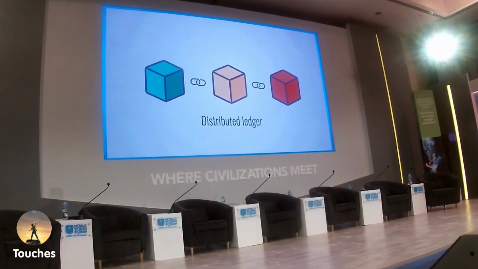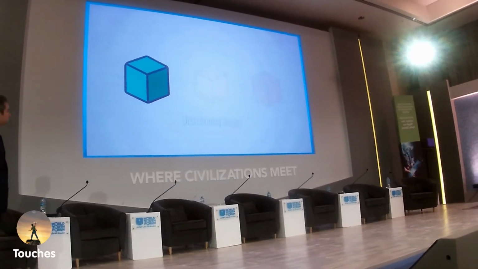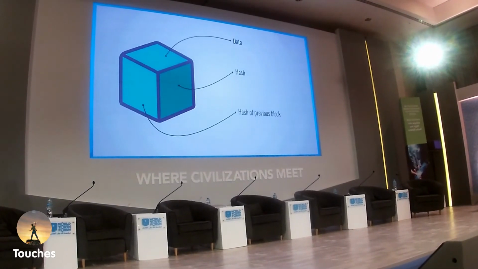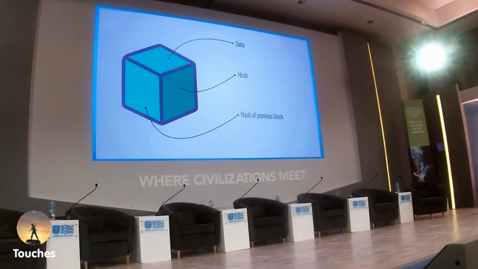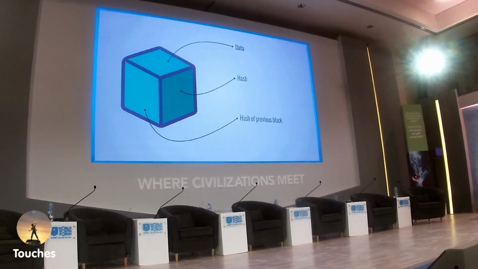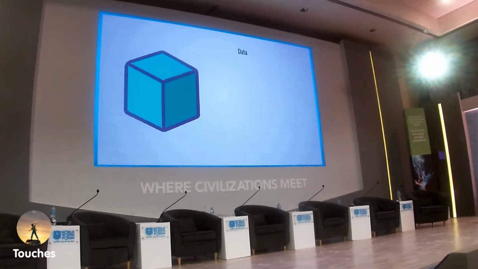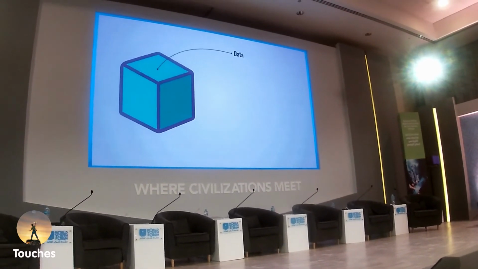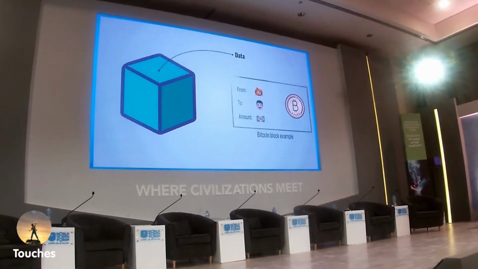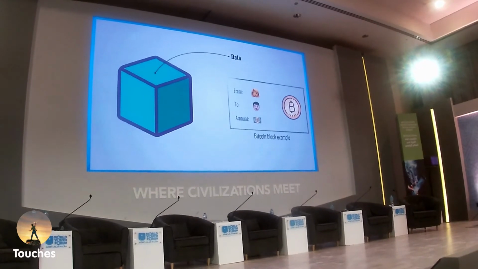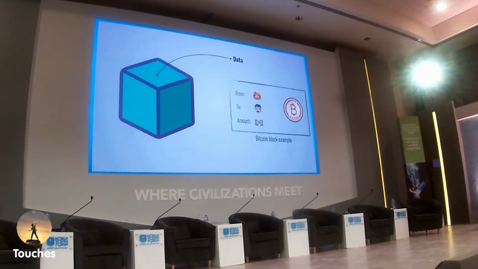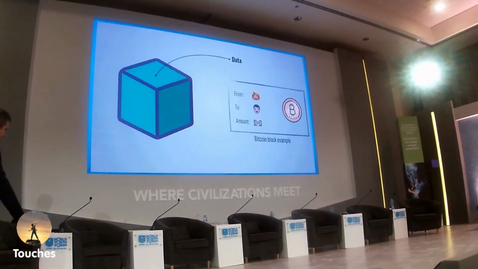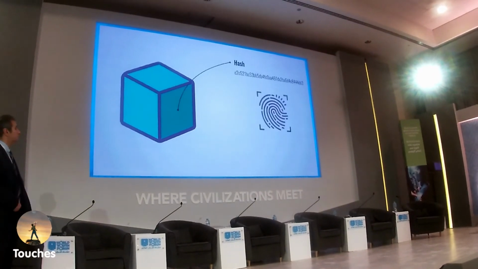So how does that work? Well, let's take a closer look at a block. Each block contains some data, the hash of the block, and the hash of the previous block. The data that is stored inside the block depends on the type of blockchain. The Bitcoin blockchain, for example, stores the details about a transaction here, such as the sender, receiver, and the amount of coins.